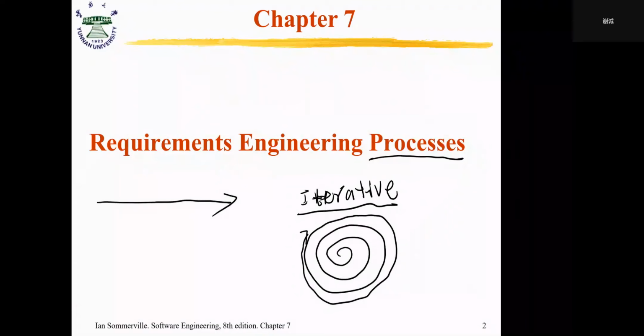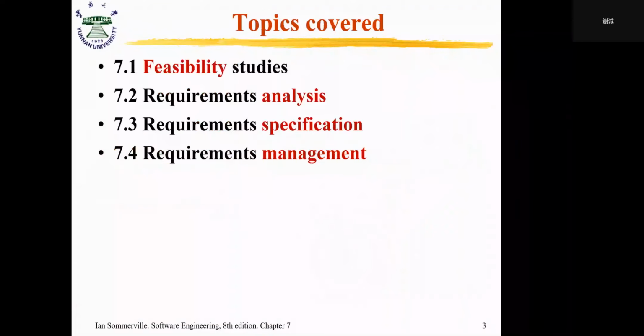So what activities are in this iterative process? Let's see here. There are 4 activities in this process. The first activity is the feasibility studies. It means that you will check, you will analyze: is this project feasible? Is this system feasible? Okay, this is the first thing you need to check.